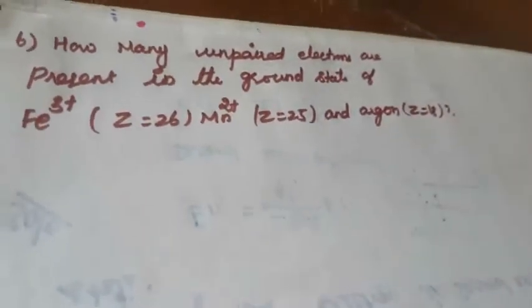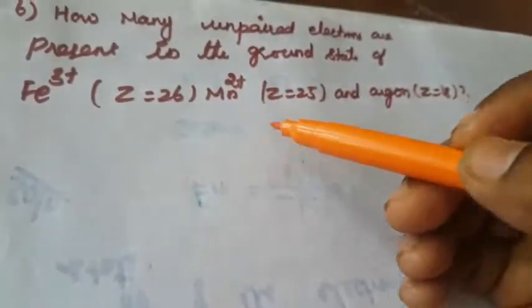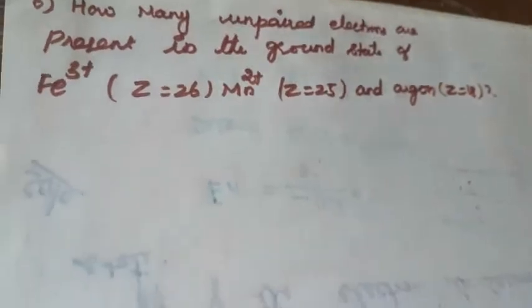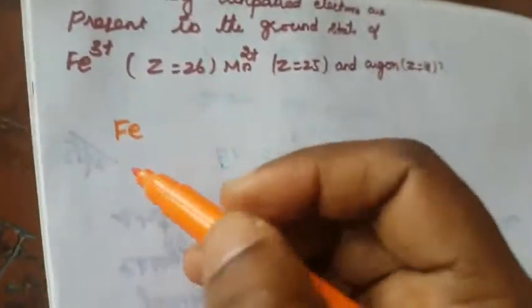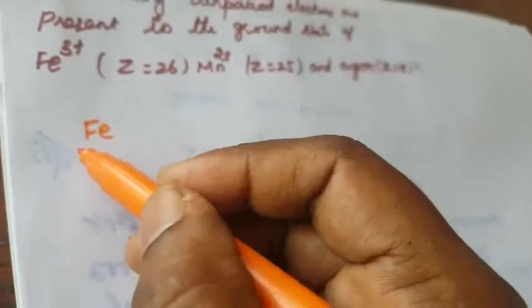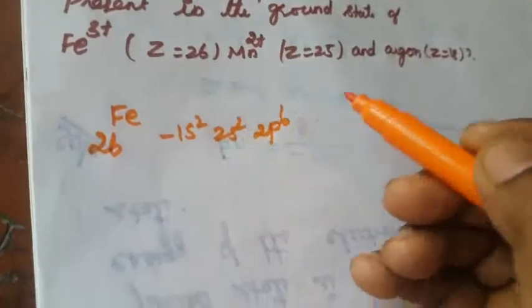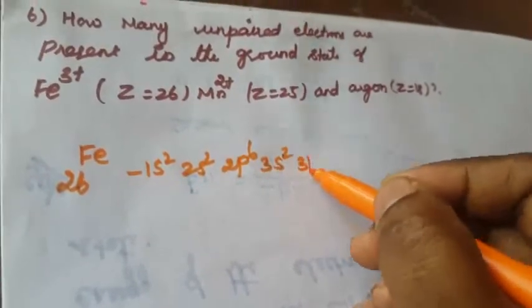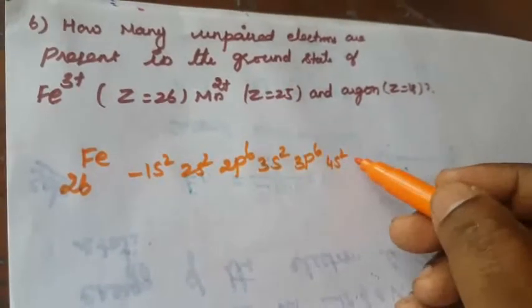Okay, so next one. How many unpaired electrons are present in the ground state of Fe3+, Mn2+ and argon? So you can find out how many unpaired electrons are present in that atom. So here, first one is the electronic configuration of iron. What is the electronic configuration of iron? Atomic number is already given, that is 26. How to write? 1s2, 2s2, 2p6, 3s2, 3p6. How many electrons are over? 4s2, 20 is over.